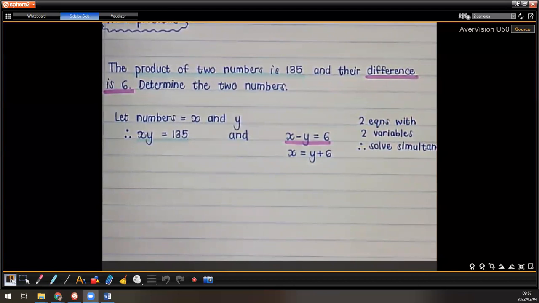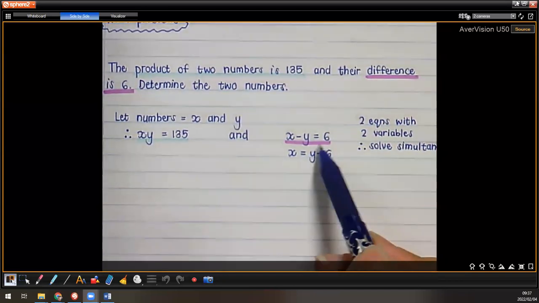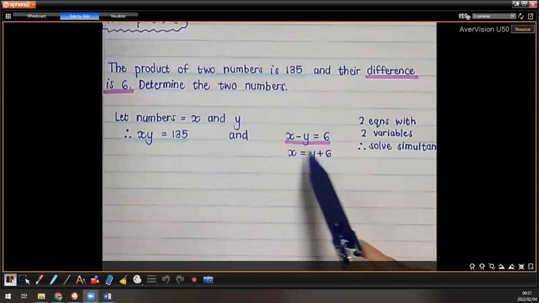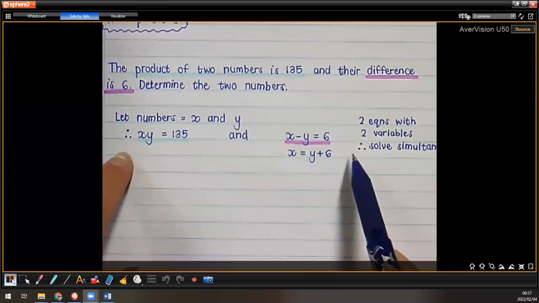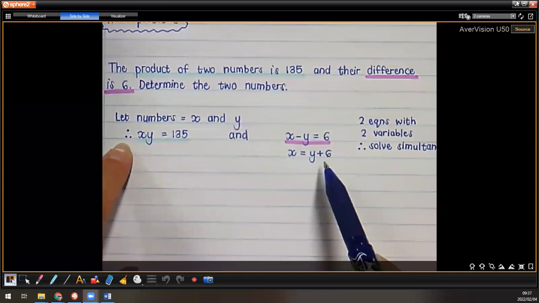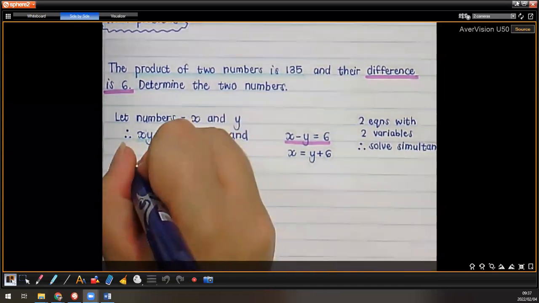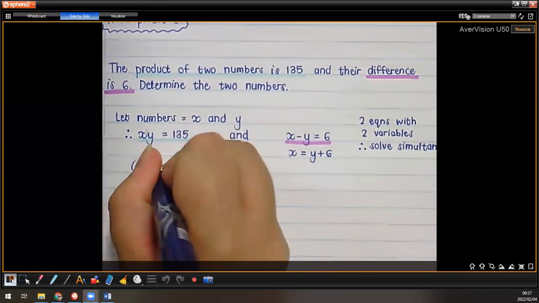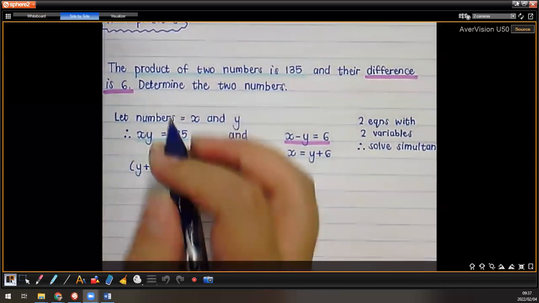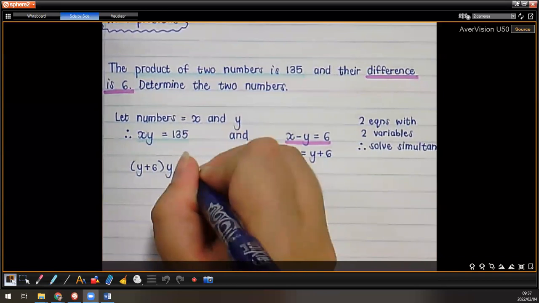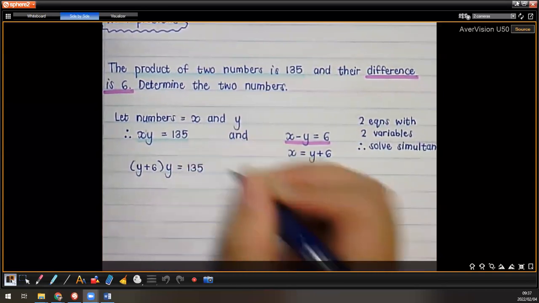And remember, once we've done that, we now need to substitute or replace the x in the other equation with a y plus 6. Okay, so this x over here, I'm now going to write as y plus 6. And that is times y is equal to 155.